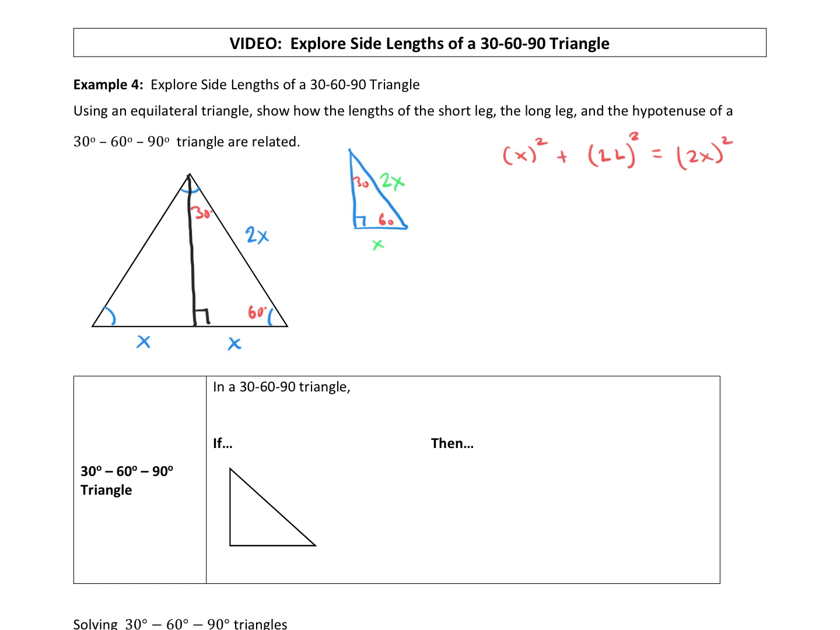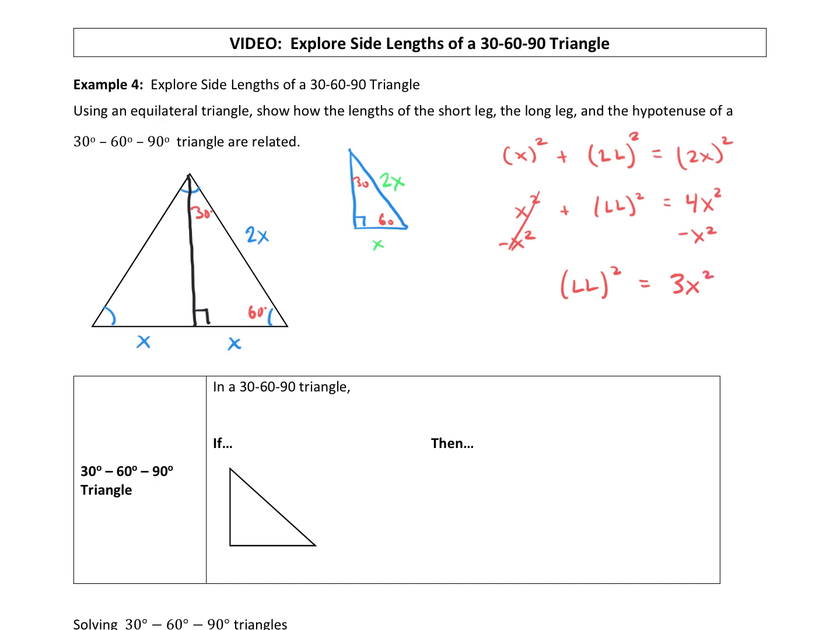So let's go through and square everything. We have an x squared plus our long leg squared equals 2x squared is 2x times 2x, so we get 4x squared. We do want to solve for our long leg, so let's get this x squared to the other side. We can do that by subtracting x squared. So our long leg squared equals 3x squared.